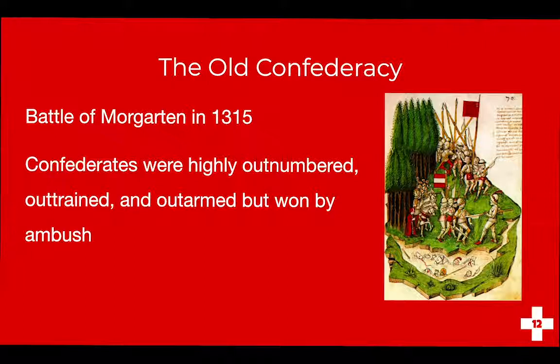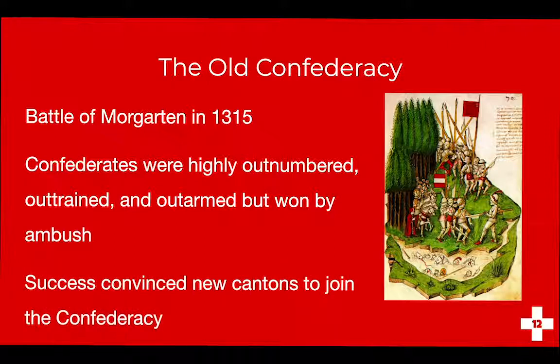After this, repelling the Austrians and doing their job as a defensive alliance, it was so successful that it convinced new cantons to join the Confederacy. And so, along with the original three, also joined were Glarus, Zug, Lucerne, Zurich, and Bern. And so these formed the Acht Orte, which is the eight states.